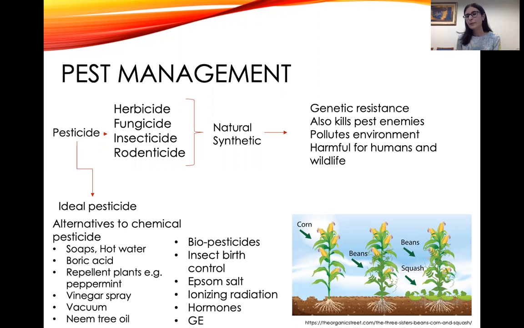And what's an alternative to the pesticides? I've given you some examples. Naturally, you could just flush water and make the insects run away. You could use a lot of other things, vinegar spray, sometimes smell. A particular plant, a particular tree could be grown.